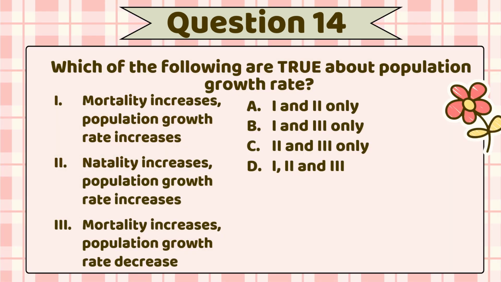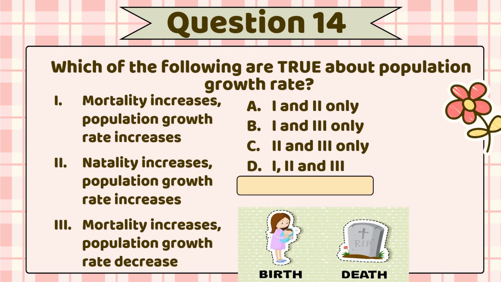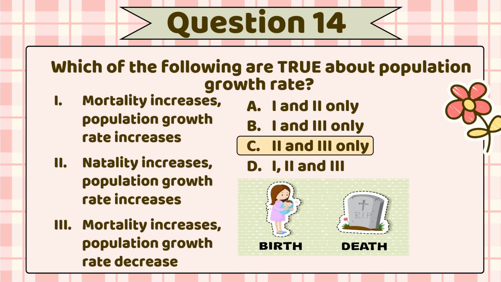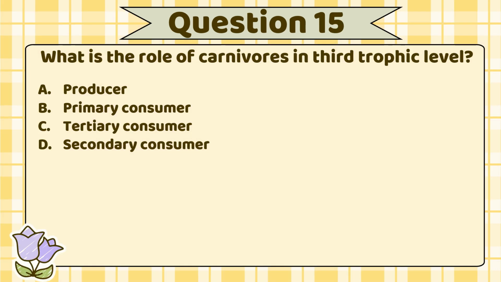Question 14. Which of the following are true about population growth rate? The answer is C, 2 and 3 only. This is because natality means birth, which causes population growth rate to increase, while mortality means death, which means population growth rate will decrease.